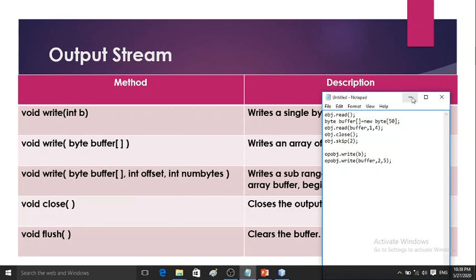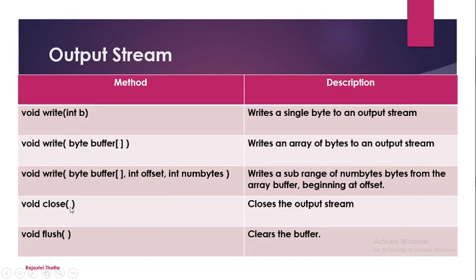For output stream, the close method is also available. Once the use of the output stream is over, you can use the close method, just like OP-OBJ.close, which closes the output stream. And flush clears the buffer. Whatever buffer we were using for the output stream will get cleared after calling the flush method. So these are all about input and output streams, different classes and commonly used methods. In programs we will use these methods.